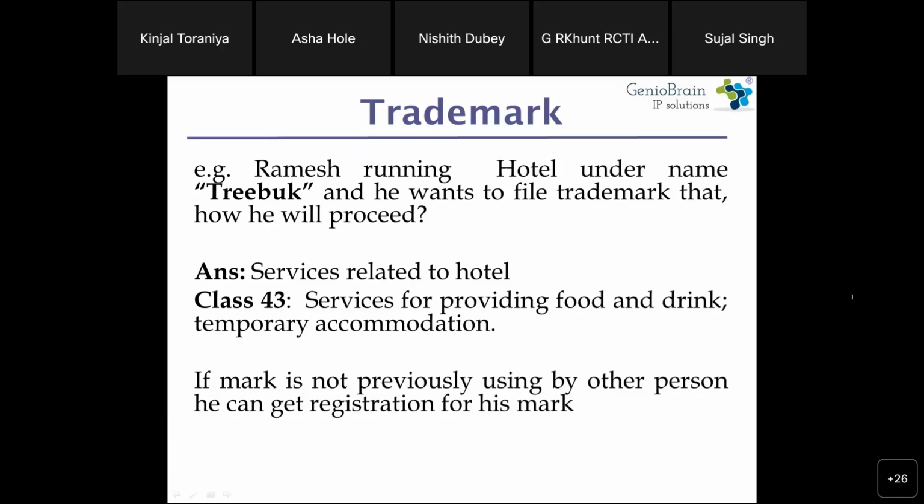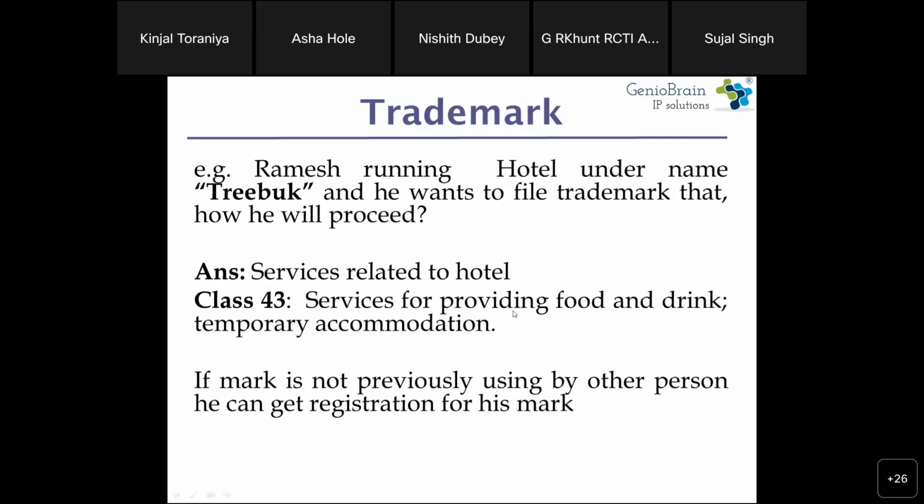So what he'll do, he'll simply find out the class in which Ramesh's services fall. He needs to find out the classification for his services. His service is a hotel, right? So services related to hotels fall under class 43. Services for providing food and drink, temporary accommodation, lodging, all fall under class 43. So Ramesh has to search in class 43 whether Tree Book has already been registered or not.